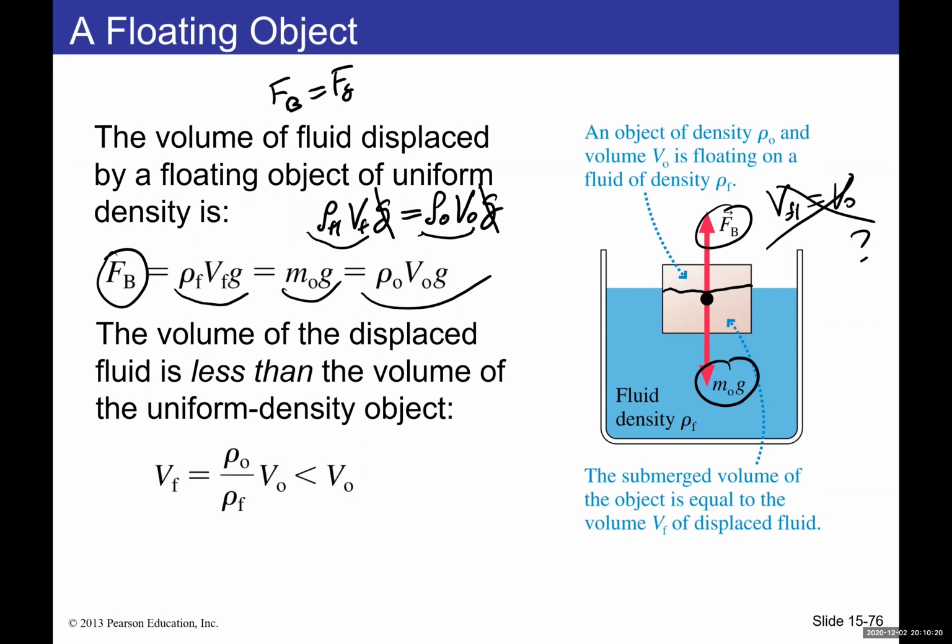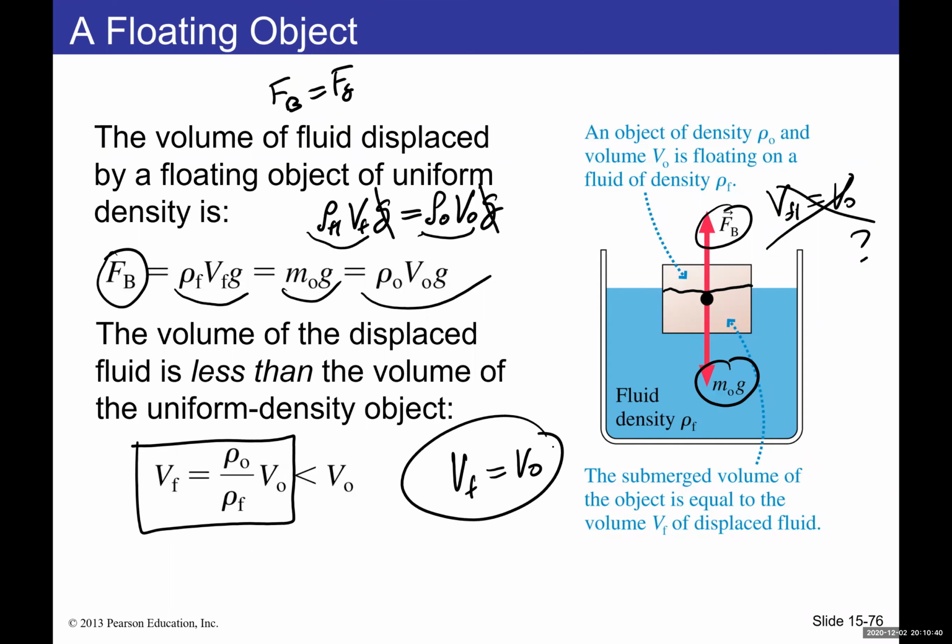And then from here, I can divide both sides by the density of the fluid, and we have this equation: volume of the fluid equals the ratio of the density of the object over the density of the fluid times the volume of the object. And it's always going to be less than the volume of the object, because the volume of the fluid equals the volume of the object only when it's fully submerged. If it's partially submerged, these are no longer equal to one another. So you have to use this equation.